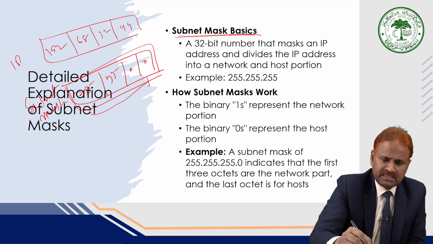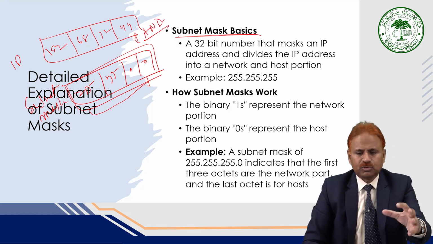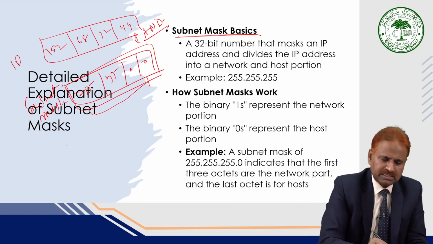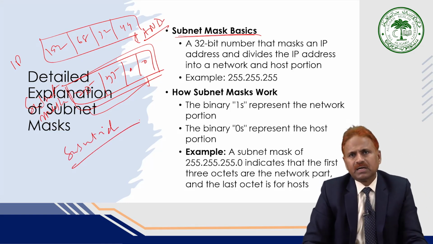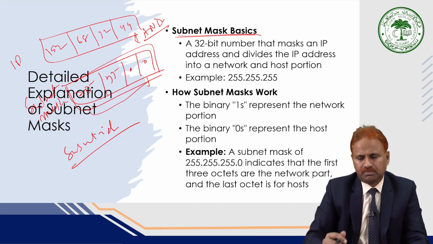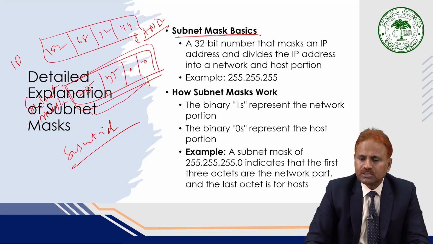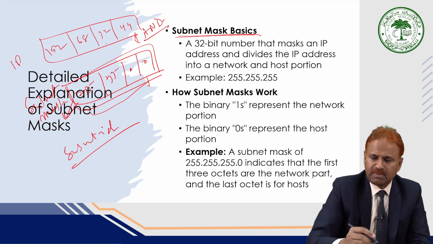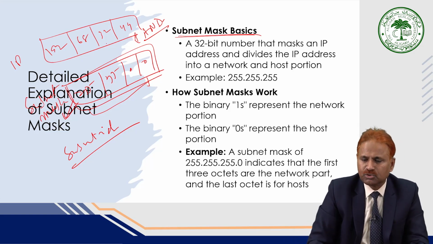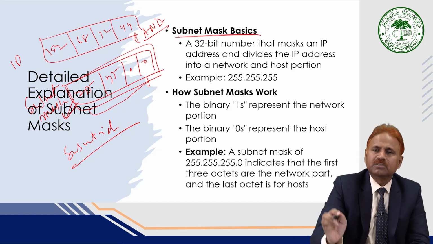Basically, the IP address and this mask are combined using the AND operation, and whenever you perform the AND operation, it will give you the subnet ID. So this is how the subnet ID is computed by the incoming packet. The number I am talking about is a 32-bit number that masks an IP address and divides the IP address into a network and host portion. Example: 255.255.255.0, like that.